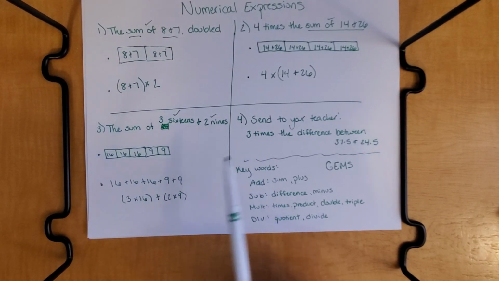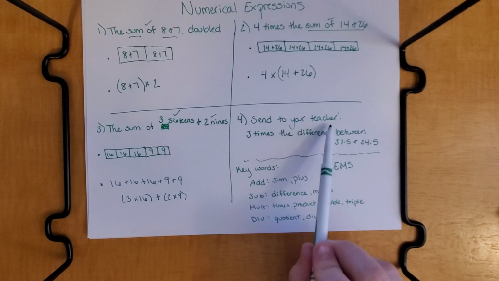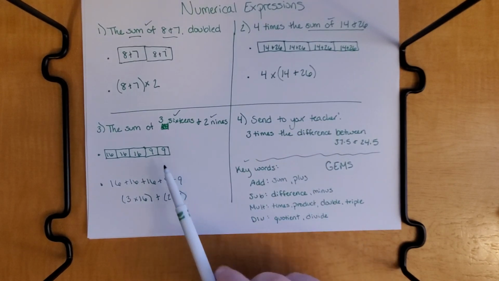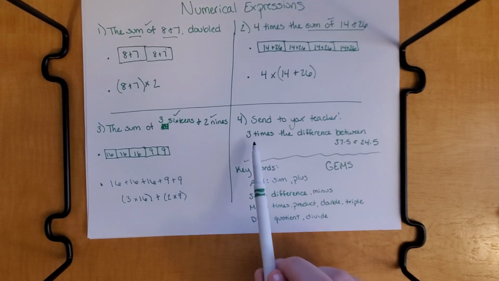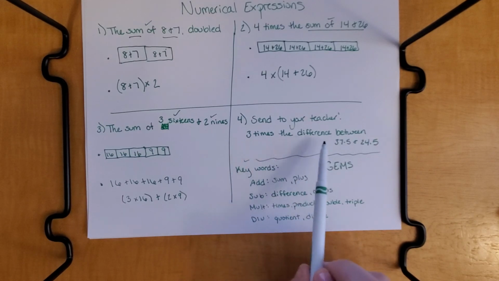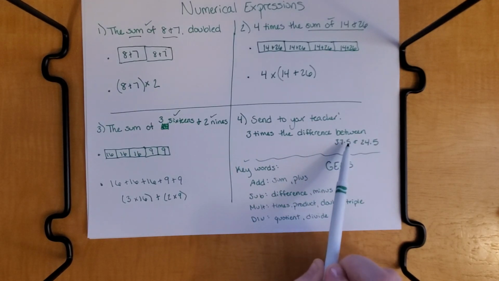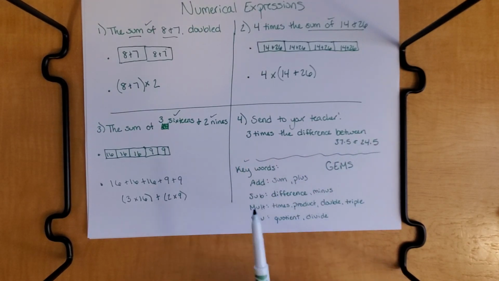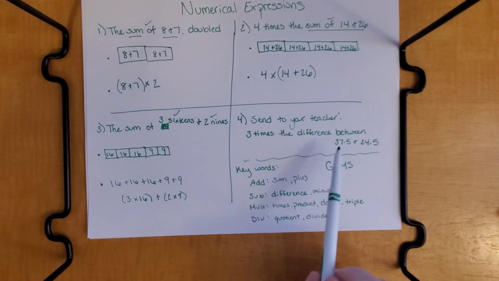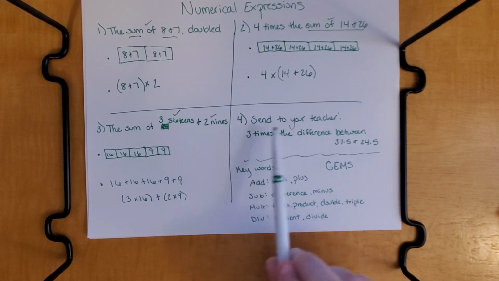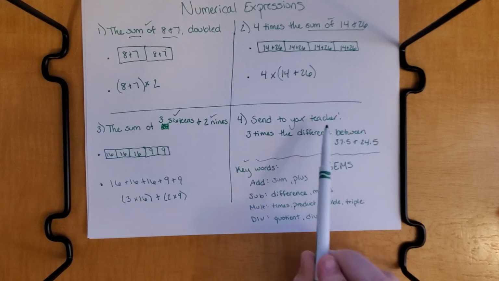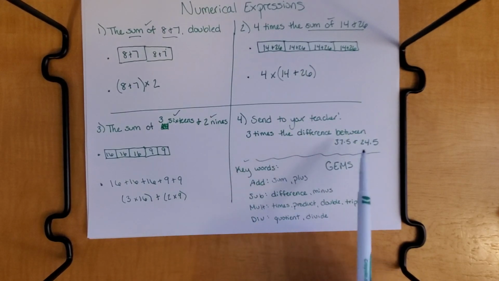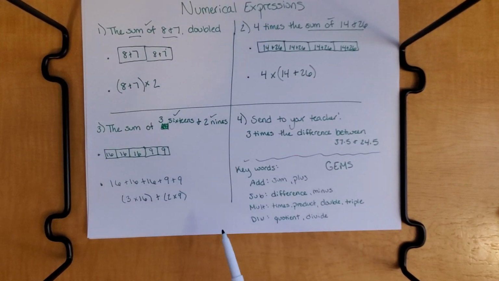Alrighty. And this one is the one that you're going to send in to your teachers. Make sure they see your model and your expression, because the directions were for both today. 3 times the difference between 37 and 5/10 and 24 and 5/10. All right, so make sure you draw a model that represents this. Remember, you don't have to solve it, you just have to draw it. And then the actual problem that would look like, or the expression that would show.